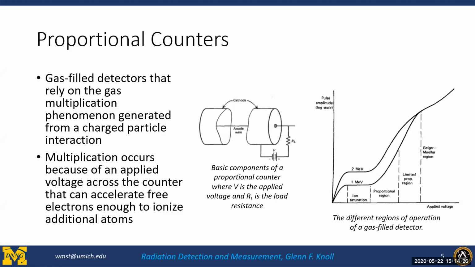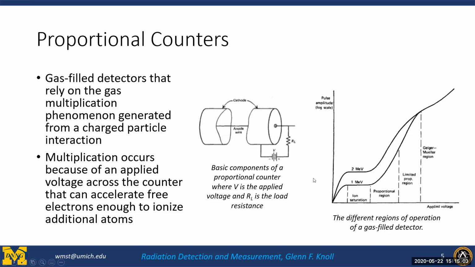We then move into the proportional region, where proportional counters tend to operate. And this is where we have such an applied voltage that the electric field is actually allowing electrons to produce additional electron ion pairs. It's accelerating them enough to create more charge. And that's why you can see here for the 1 MeV, which has a constant pulse amplitude in this region, begins to have a higher pulse amplitude, even though the energy is staying the same. So this is the main region that we're focusing on.